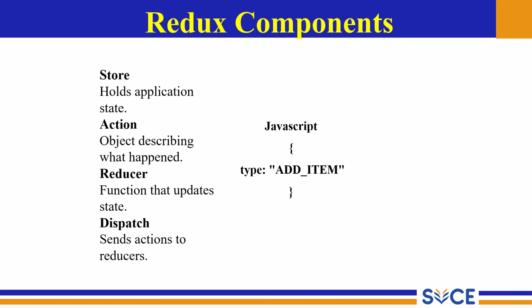Dispatch is the messenger. It sends actions to the reducer. Without dispatch, reducers never receive actions.